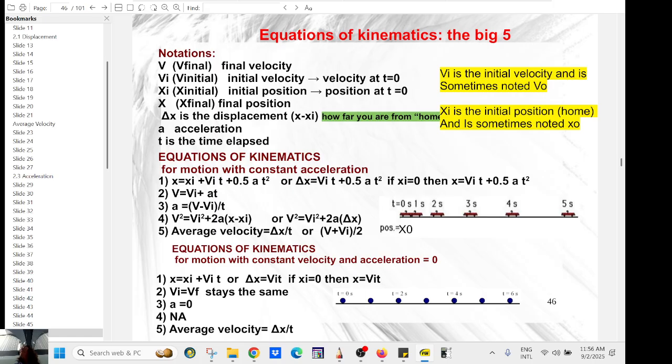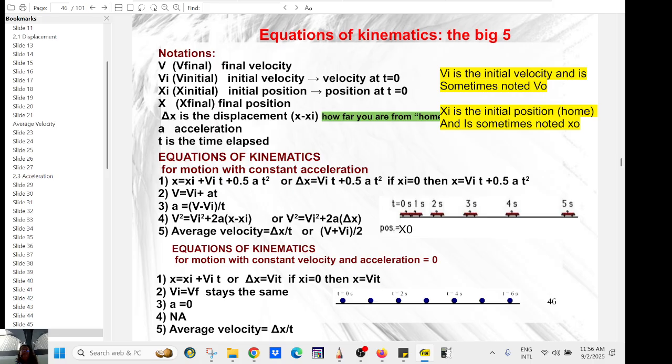So if you have a problem and the time is missing, you're going to use that equation here. That equation is actually the definition of kinetic energy. It has to do with energy, so anyway, don't worry about that. And that will be the definition for average velocity.